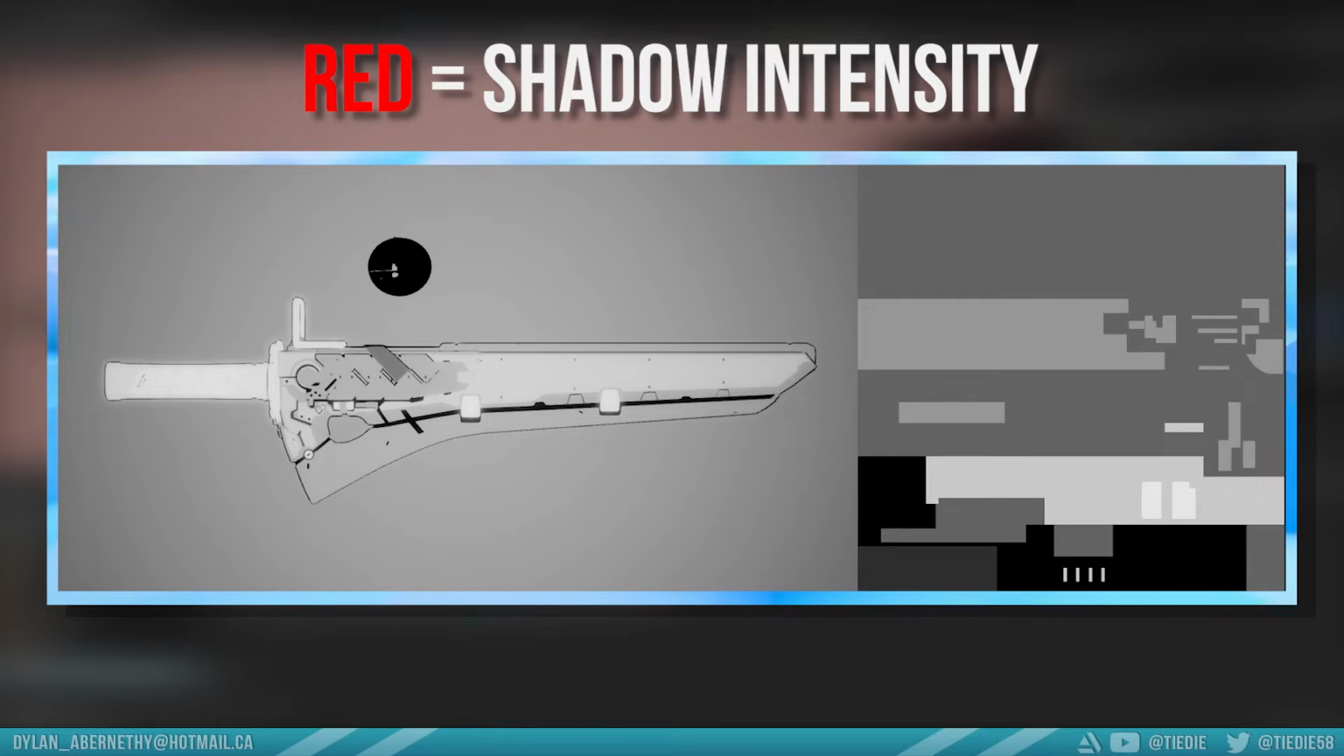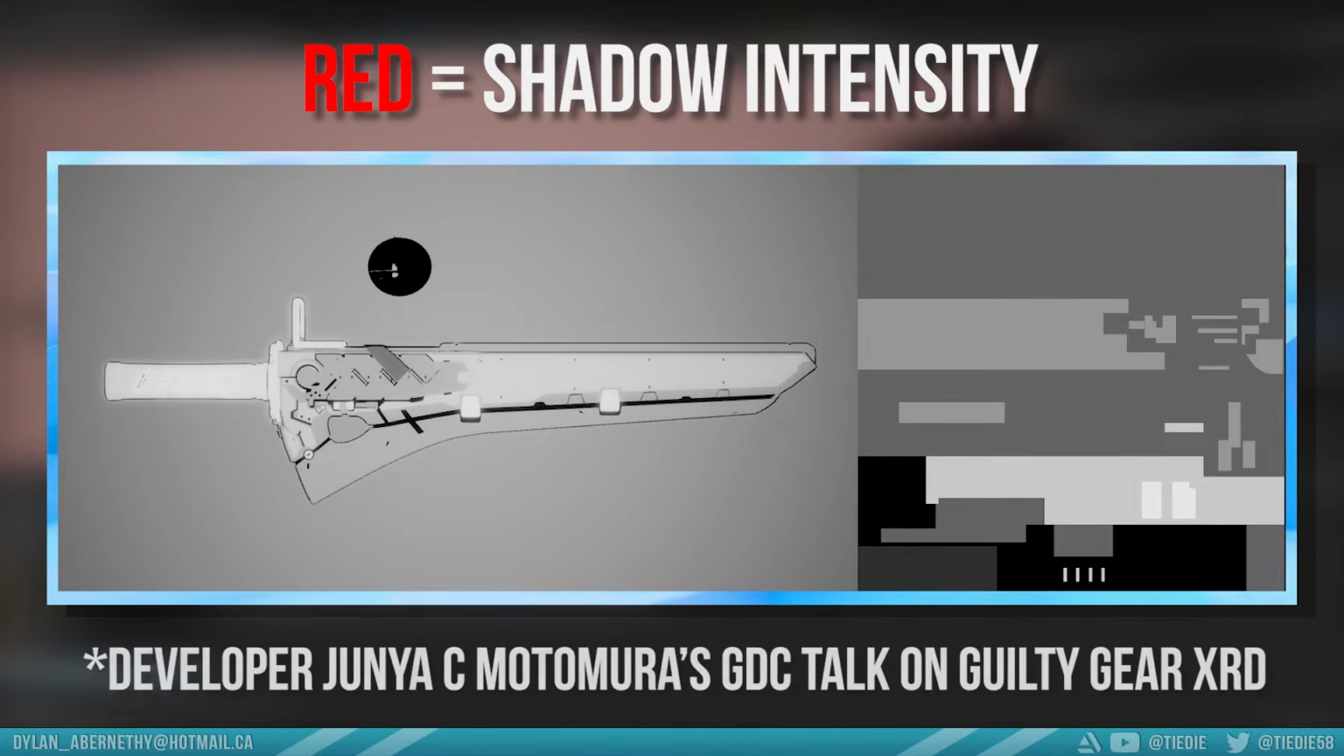The R value, from what I understand, is controlling the shadow intensity, so how quickly something wants to be turned into shadow. I came to this conclusion based on a talk at GDC that some of the Guilty Gear developers had. That's a really good talk, by the way. I highly recommend watching it if you have any interest in this topic whatsoever. That's where I got a lot of this information from, so I'll have that linked in the description below.